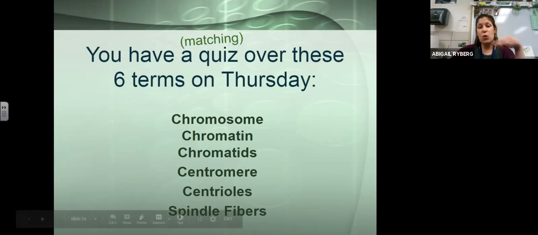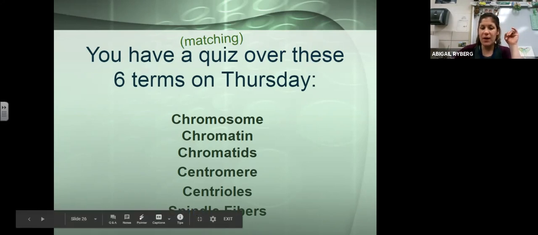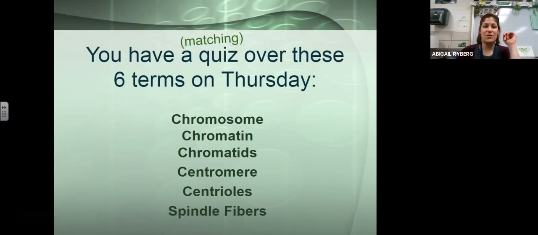But then for the quiz in a couple days, I actually added spindle fibers. So I also added 1 S word. So there's 5 C words and spindle fibers. There's a Quizlet that should be posted with just those 6 terms. You gotta memorize them. And then we'll have a quiz during class on Thursday on literally those 6 terms.